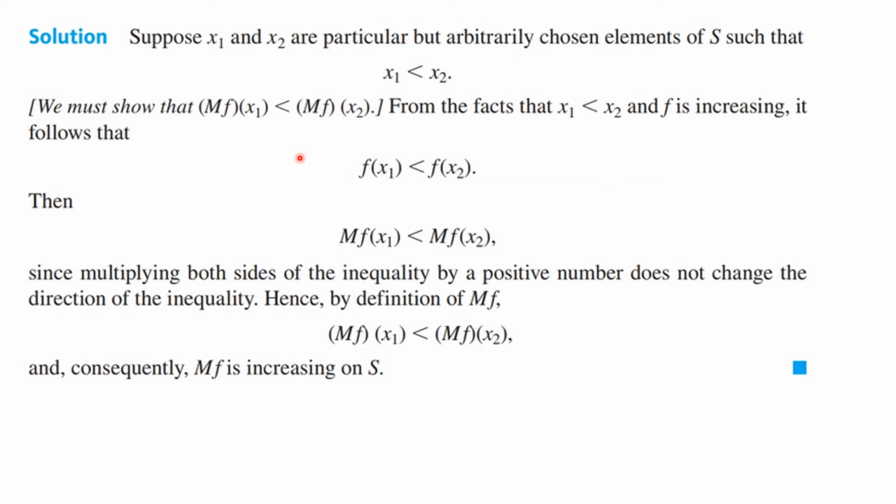Okay, here's the proof. Suppose x1 and x2 are chosen such that x1 is less than x2. We must show that m f of x1 is less than m f of x2. Since f is increasing, f of x1 is less than f of x2. But then when we multiply by a positive number m, the sense of the inequality is preserved. So m times f of x1 is less than m times f of x2. And so by the definition, mf is increasing, and consequently, since x1 and x2 were arbitrary, it is an increasing function.